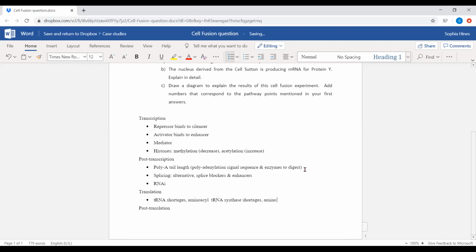And amino acid shortages. When we talked about feedback loops, we didn't go into too much detail on tryptophan, but just knowing that tryptophan existed.